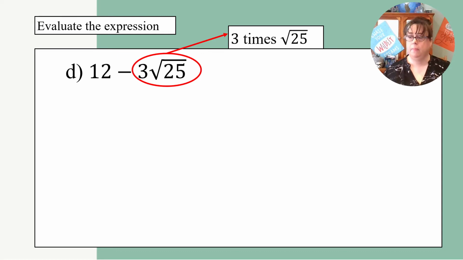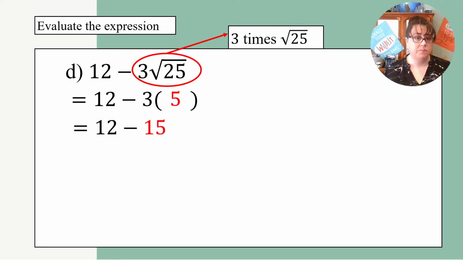All right, now that you've done this on your own, let's go through how to do it. The first thing we need to do is simplify the square root of 25, because that is like parentheses. So that's where it fits in here. We have 12 minus 3, and then what goes in the parentheses? 5. Now order of operations says do multiplication. So 12 minus 15, and 12 minus 15 is negative 3.